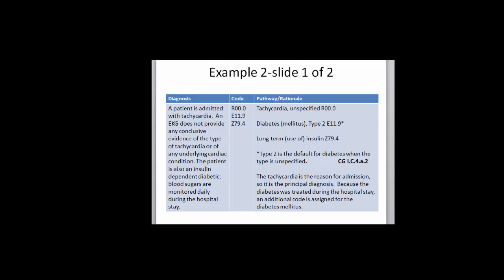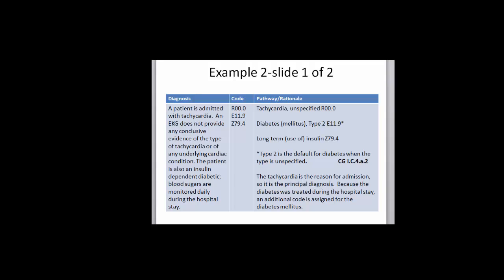In our next example, the patient is admitted with tachycardia. An EKG does not provide any conclusive evidence of the type of tachycardia or what's causing it. Patient is also an insulin-dependent diabetic, and the blood sugars are monitored daily. Why do they tell us that? Because in order for a condition to qualify as a secondary diagnosis, we have to know that it was dealt with in the course of the patient's hospitalization. So they're telling us, yes, her blood sugars were monitored daily.